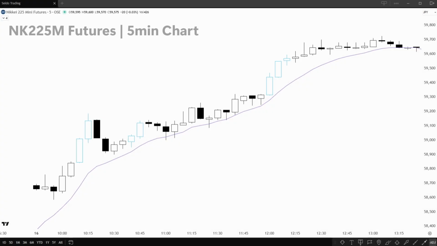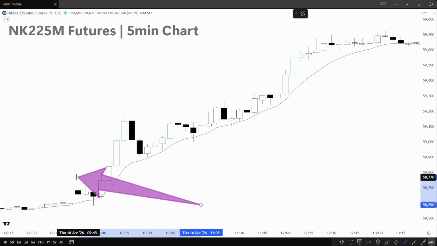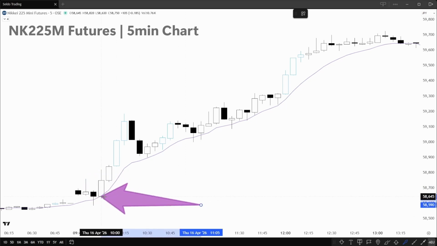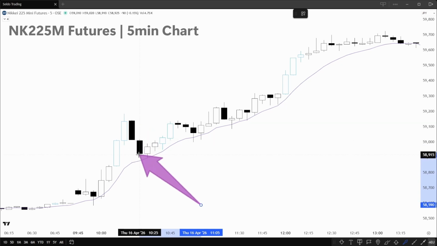Let's walk through a live example of this in action, using the EMA pullback setup we covered in the previous lesson. This is the Nikkei mini futures on a 5-minute chart. As we can see, price opened and traded largely within a trading range. We then had a period of good momentum, as indicated on the Seido Trading indicator with these blue candles. When price pulled back to the moving average, traders used this as an opportunity to buy.